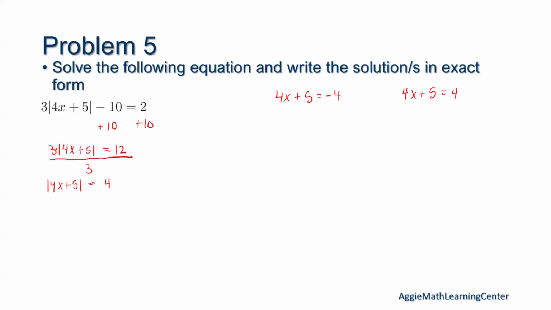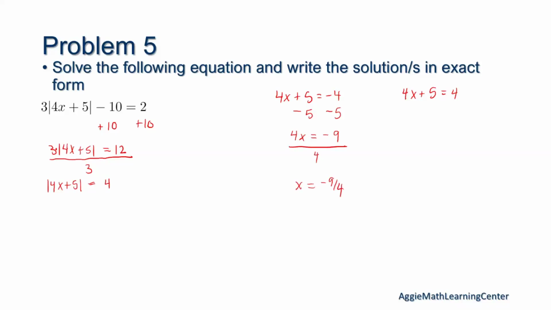Let's start with the -4. Subtract that one. Yep. I got what you meant. And then from there, what would you do? Well, you divide by the 4. Perfect. So it gives x is equal to -9/4.